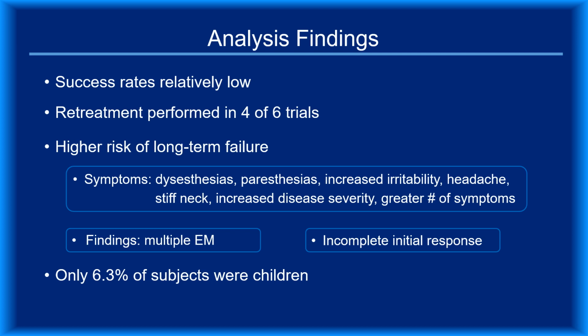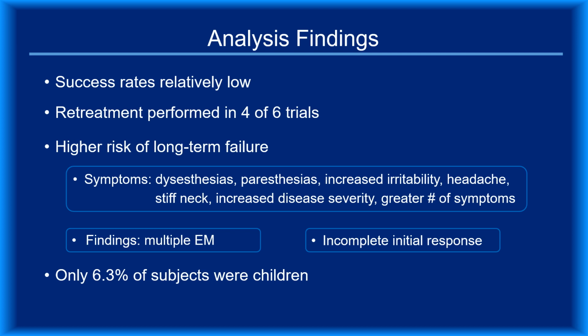Subjects with dysesthesias, paresthesias, increased irritability, headache, and/or neck stiffness, as well as those with a greater number of symptoms or more severe disease, were likely to be treatment failures. Subjects presenting with multiple erythema migrans rashes were more likely to be ill at the final observation point. The same was true for subjects who had continued symptoms and signs when active therapy ended.